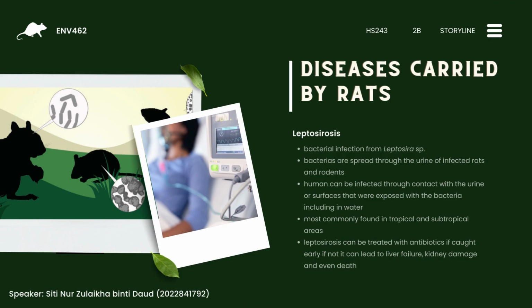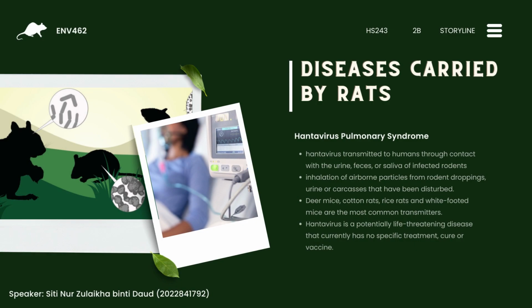The next part, which is also going to be narrated by the rats, is the diseases carried by them. So the rats are going to tell us some examples of diseases they carry. The first one is leptospirosis. Leptospirosis is a bacterial infection from Leptospira species of bacteria, which in most cases is spread through the urine of infected rats and rodents. Humans can be infected through contact with the urine or surfaces that were exposed to the bacteria, including water. Leptospirosis is most commonly found in tropical and subtropical areas, but it can occur anywhere in the world where rats and rodents exist. It can be treated with antibiotics if caught early, but if not, it can lead to liver failure, kidney damage, and even death.